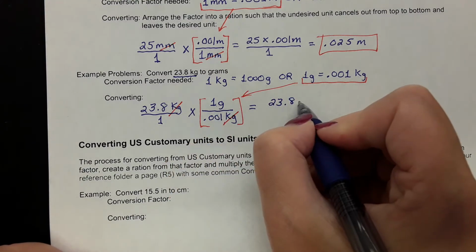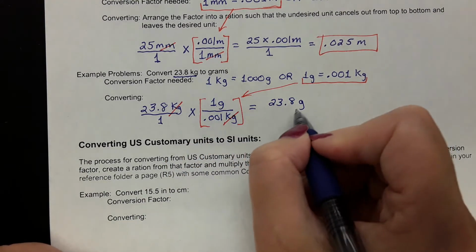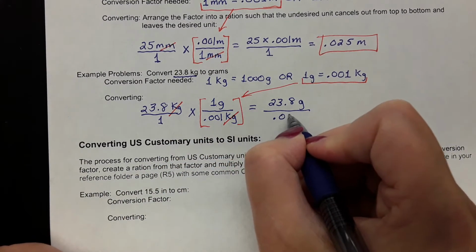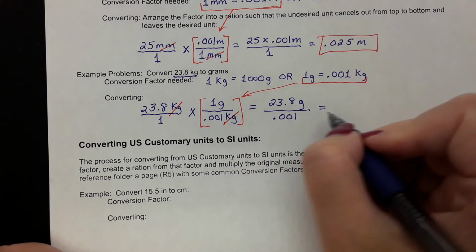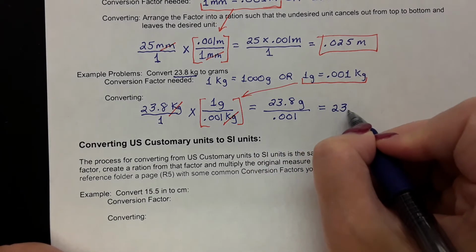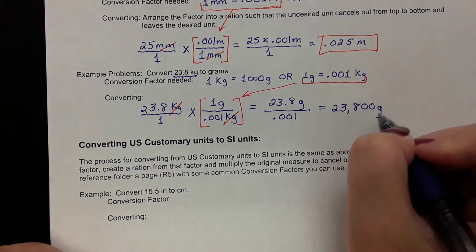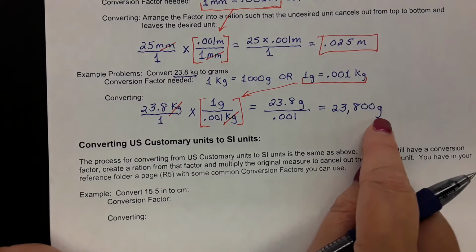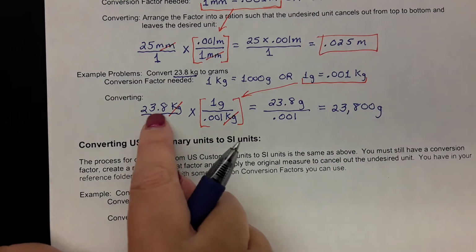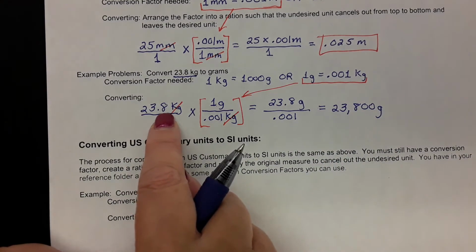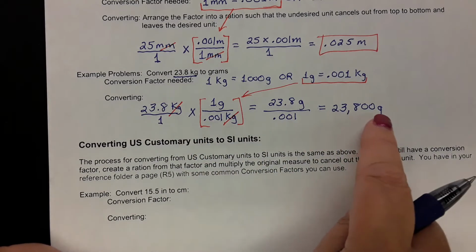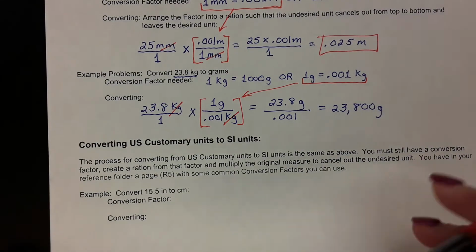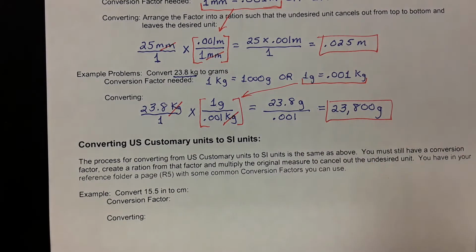23.8 times 1 is just itself, and bring in the unit that we keep. 1 times 0.001 is 0.001. And then when you divide, you get a whopping 23,800 grams, which makes sense. It's going to take a huge number of itsy-bitsy little grams to make up all these kilograms. Okay? Remember, it takes 1,000 of the little grams for each of those. So you're going to end up with a big number. All right, there you go.